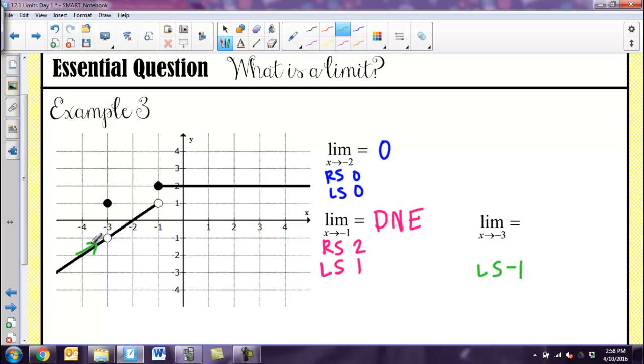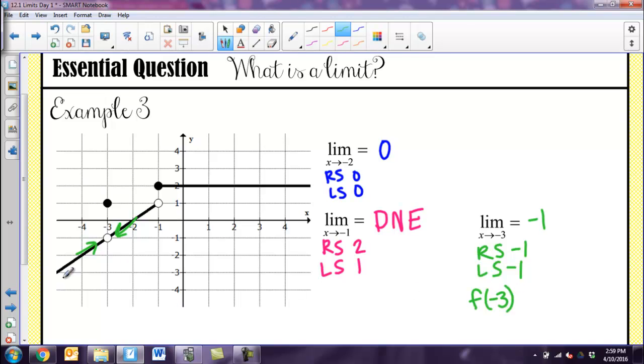There's a hole there, but I'm going to get really close to that number. And then if I'm coming in from the right side, I'm also going to have that value of -1. So I actually do have a limit here. It's at -1.